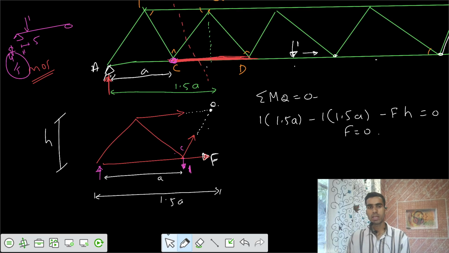If the load is at C, it's at A from capital A, and from the other side we have 4 times A. So the reaction would be 4A by 5A. So finally, 4 by 5. The reaction would be 4 by 5.